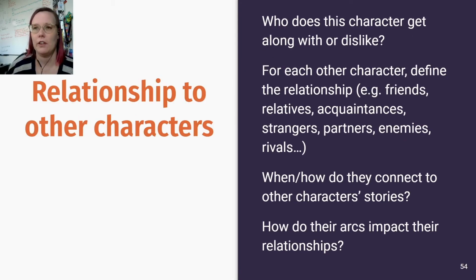Their relationship to the other characters. So who does the character get along with or dislike? You can make this a sort of matrix of all the characters in your game. For each character, you can define their relationship with all the other characters. So you can say, okay, these two are friends, these two are relatives, these two are acquaintances, these two are strangers, these are partners, these are enemies, these are rivals. What's their relationship with the other people in the story?